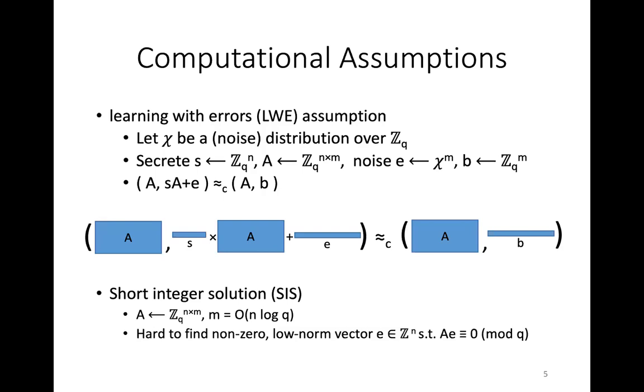The short integer solution assumption says that given a random matrix A sampled uniformly at random, where A is wide, it is hard to find a non-zero low-norm vector E such that A times E is equivalent to vector 0 modulo q.